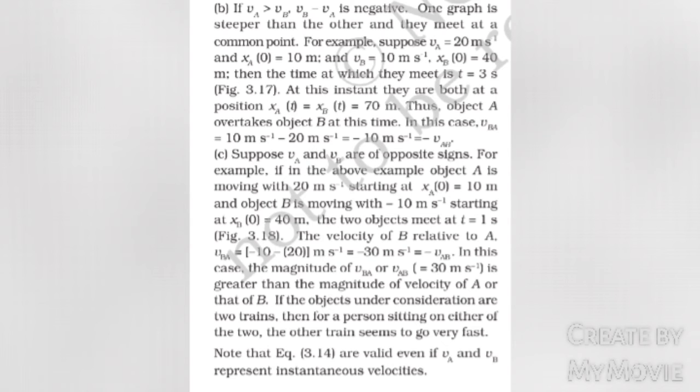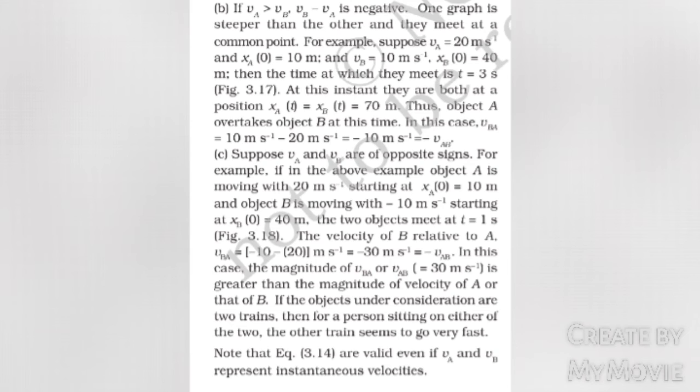In this case, VBA equals 10 meter per second minus 20 meter per second, which equals minus 10 meter per second, which equals minus VAB. C. Suppose VA and VB are of opposite signs. For example, if in the above example, object A is moving with 20 meter per second starting at xA(0) equals 10 meter and object B is moving with minus 10 meter per second starting at xB(0) equals 40 meter, the two objects meet at t equals 1 second.